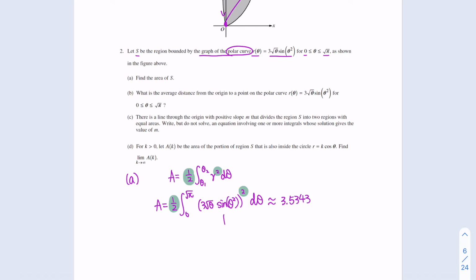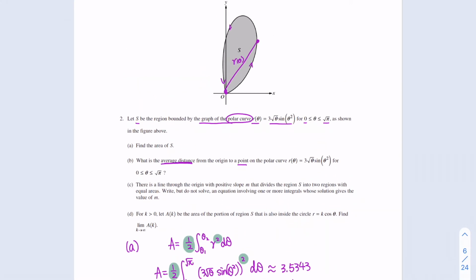When we plug this into your graphing calculator, you can treat theta as variable x. It will be the same thing. I think the only time you treat theta as a polar coordinate is when you plot the polar curve in your graphing calculator. B, what's the average distance from the origin to a point on the curve?